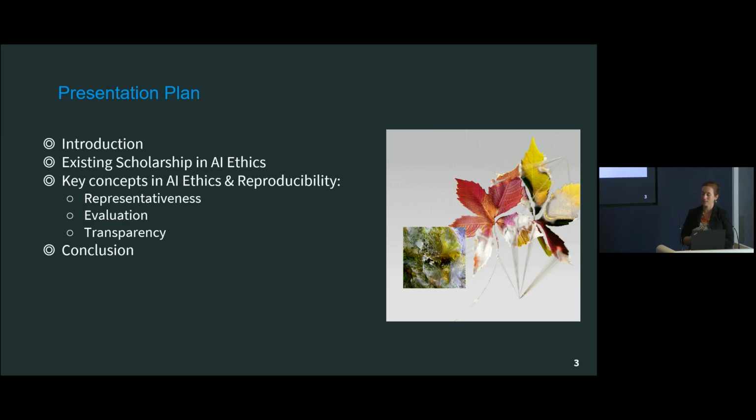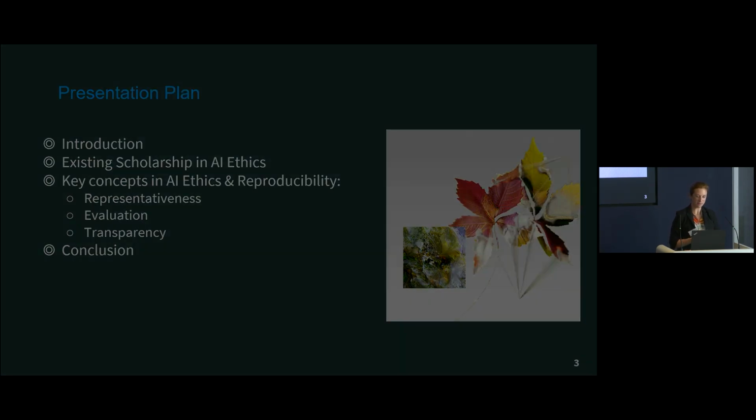So today I'll talk to you about reproducibility, ethics, and sustainability, which I think are really linked. I'll talk about what's already been done, but also transversal concepts that I find very important for these three fields: representativeness, evaluation, and transparency. And hopefully connect the dots on how all three come together and why reproducibility and ethics can contribute towards improving the sustainability of AI systems.